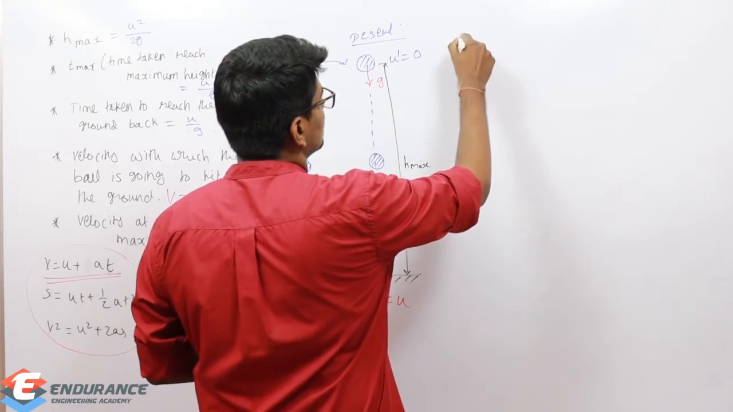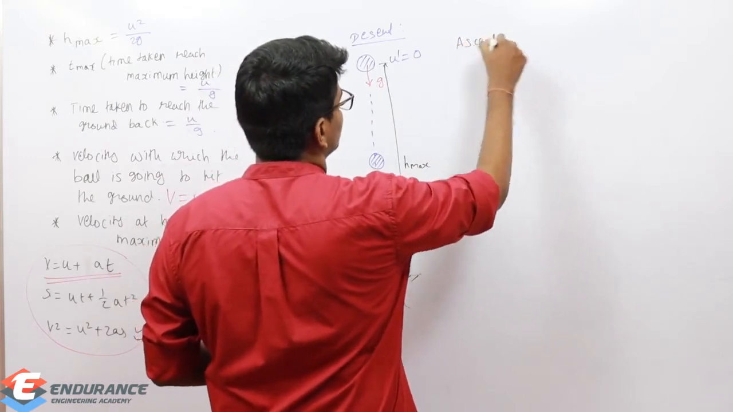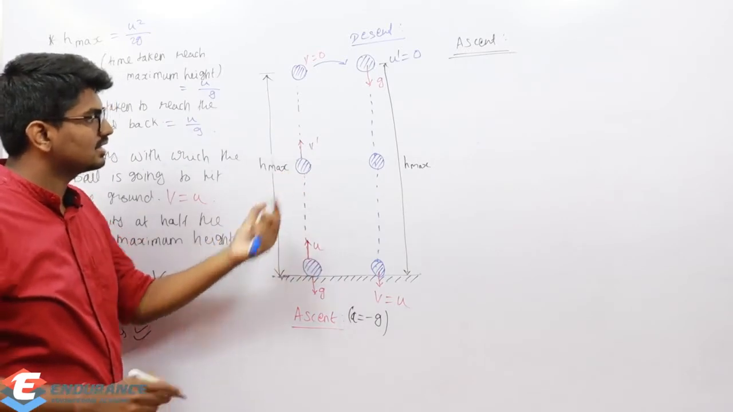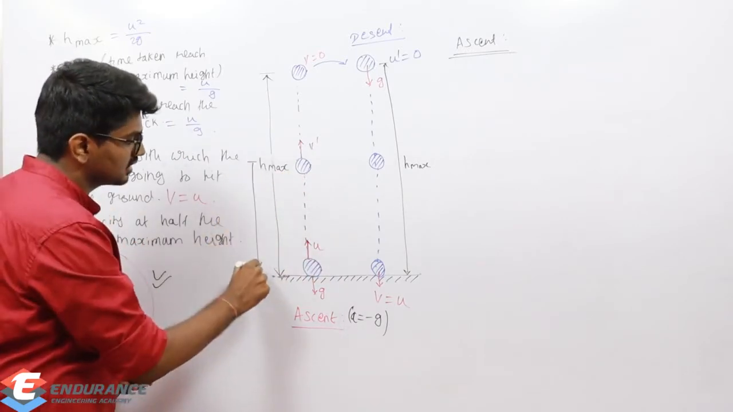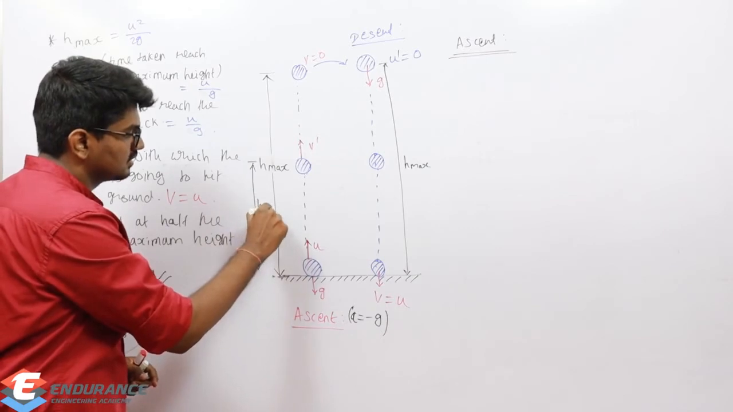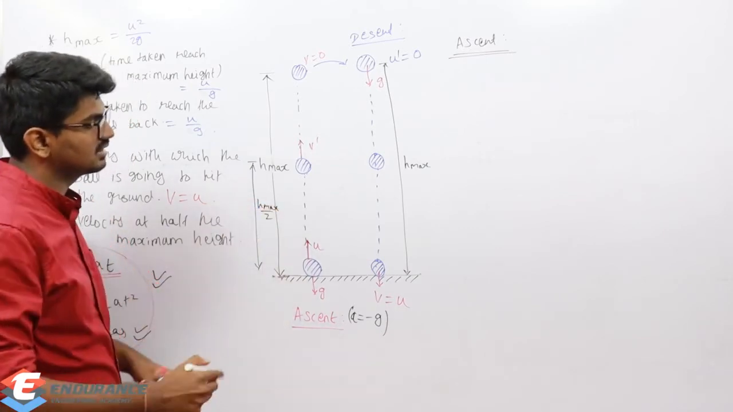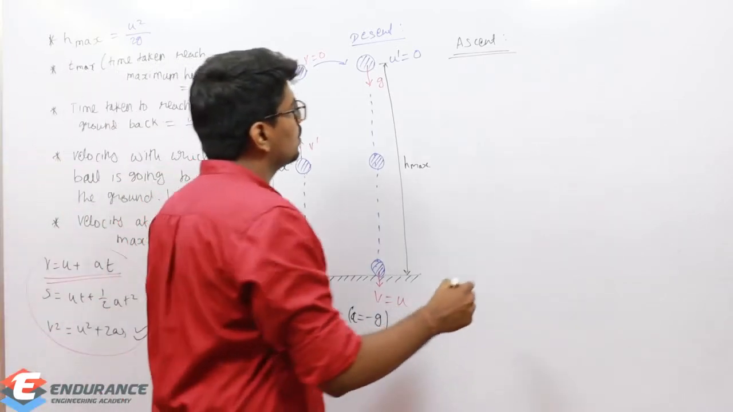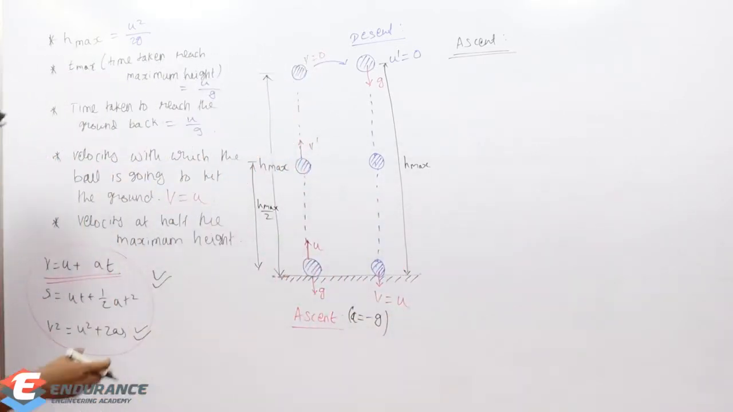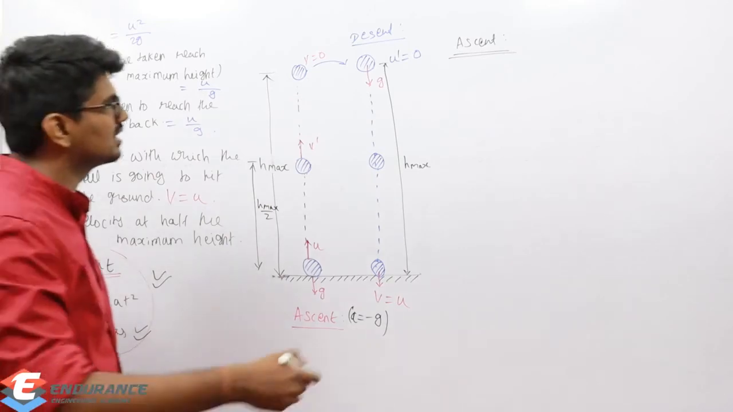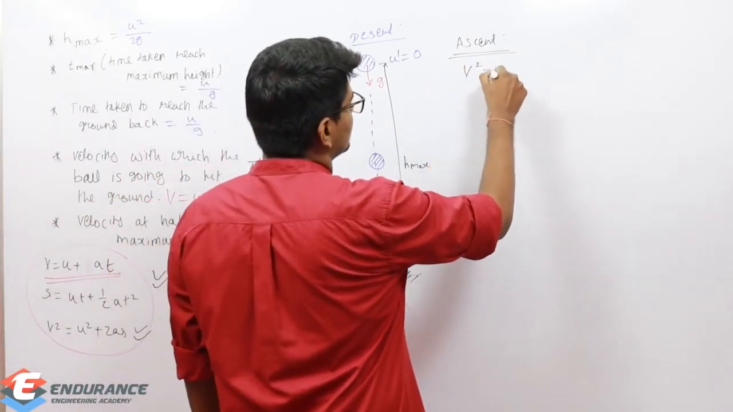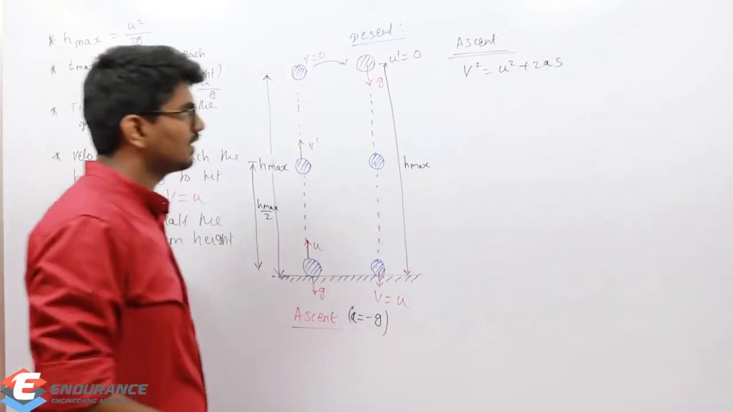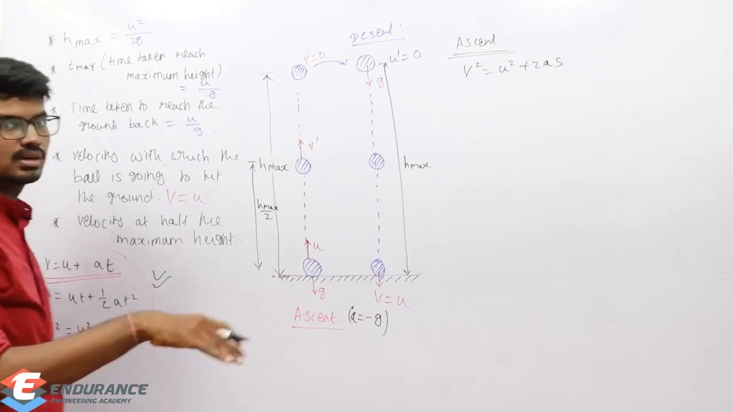So first let me talk about ascent. In case of ascent, initial velocity is U. And let us consider at the half distance, that is at h max by 2, let the velocity be v dash, when I'm throwing up. So what formula can I use? I can use any of these formulas. Let me use the third one because it will become very simple and we can solve it easily. And in case of ascent, gravity is going to oppose us.